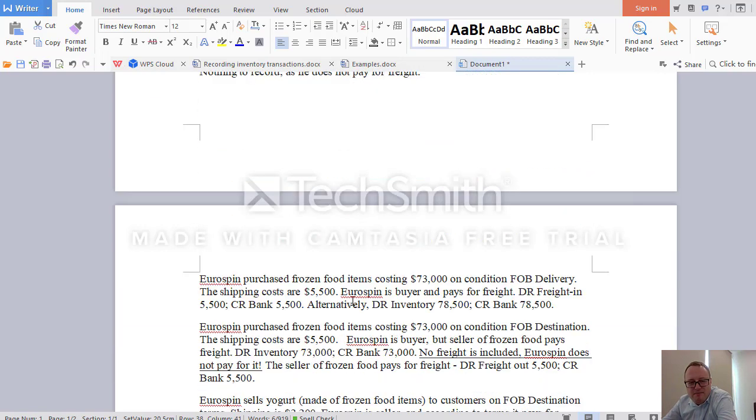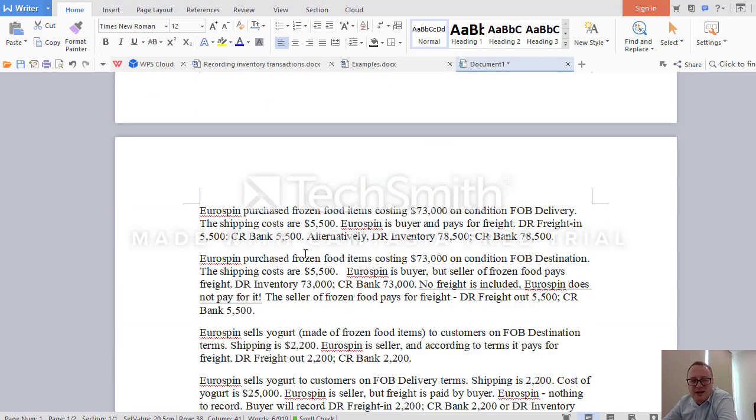Okay. And another example, Eurospin purchased frozen food items 73,000 on FOB delivery. The shipping cost 5,500. Eurospin is the buyer, same as the previous example, so it pays for the freight. So it would be debit freight in only the cost of freight 5,500, credit bank 5,500. But if they decide to use inventory account, then you need to add the cost of inventory plus cost of freight, 78,500. Debit inventory, credit bank.